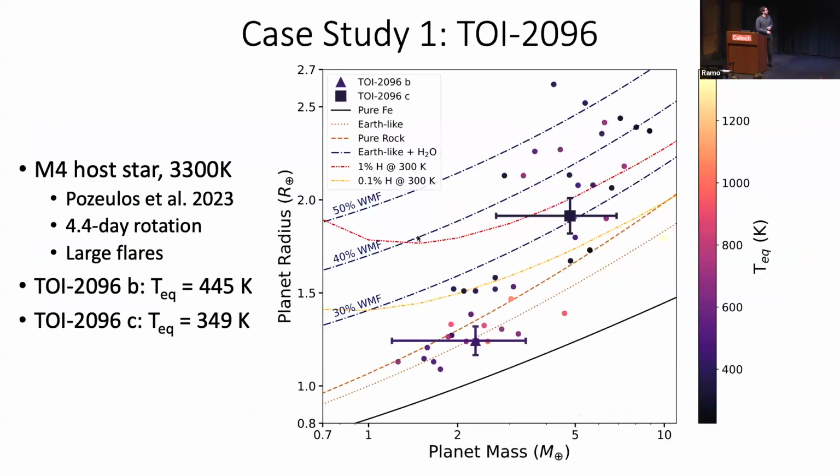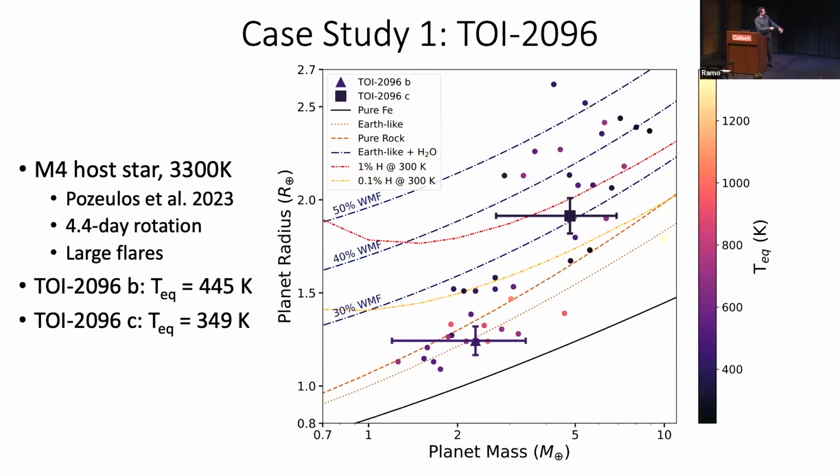So the first system that we've applied this to that I want to talk about is TOI 2096, which is a cool 3300 Kelvin M-dwarf that has pretty quick 4.4-day rotation that was detected in the TESS photometry, and large flares exhibited in most of the TESS sectors, 10 to 20% relative flux increases in the TESS bandpass. And we measured the masses and radii of the planets with TTVs and found that the inner super-Earth planet has a bulk density consistent with an Earth-like composition, while the outer sub-Neptune planet could either have Earth-like rock plus about 30% water by mass, or it could have less than about a percent hydrogen envelope and be consistent with the bulk density.